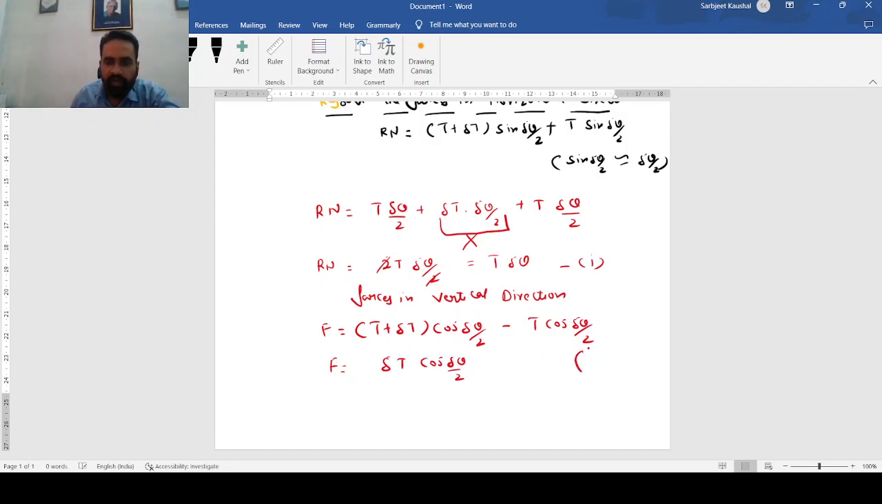Now, as we further know, the value of delta theta is very small, so cos delta theta by 2 is approximately equal to 1. We can assume as cos 0 is equal to 1. So, F is equal to coefficient of friction multiplied by normal reaction. So, its value becomes delta T because this value is equal to 1. So, this is further Rn is equal to delta T by mu. This is equation number 2. Now, when you equate equation 1 and 2, on the left hand side we have Rn and on the right hand side we have two different values. So, both right hand sides will also be equal.